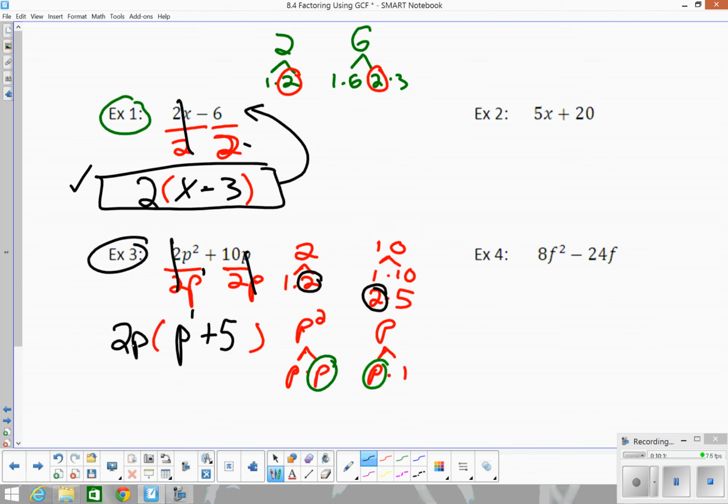So just like I talked about before, you could always check your answers by multiplying it back out, and you should get 2P squared plus 10P. So if I have 2P times P, that would give me 2P squared. 2P times 5 is 10P, so I'm good right there.